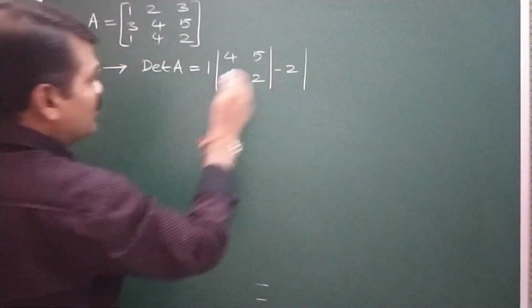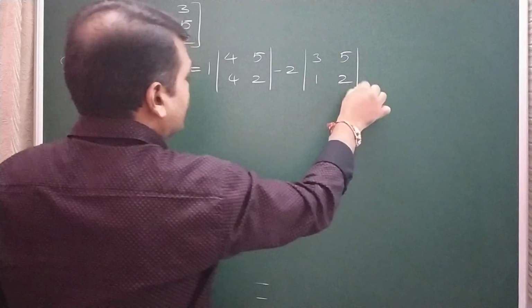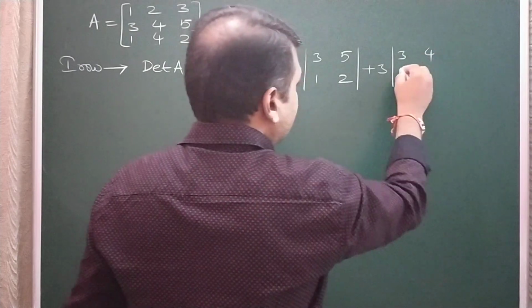Second element, minus sign is there. So minus 2 into its minor. Remove this row, this column: 3, 5, 1, 2. Third element, plus sign is there. So plus 3 into, remove this row, this column: 3, 4, 1, 4. So plus 3 into determinant of 3, 4, 1, 4.